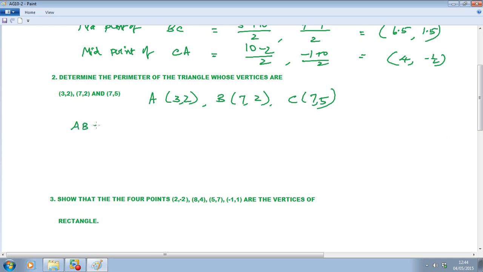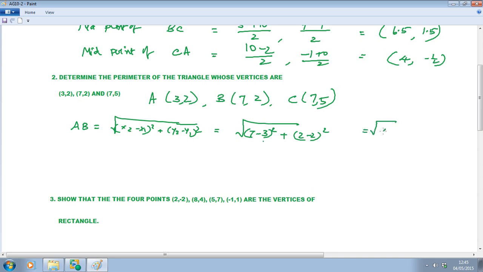So AB is equal to the root of (x2 minus x1) whole square plus (y2 minus y1) whole square. Same formula for AB: root of (7 minus 3) whole square plus (2 minus 2), and 2 minus 2 is 0. So 7 minus 3 is 4, the root of 4 square is equal to 4.